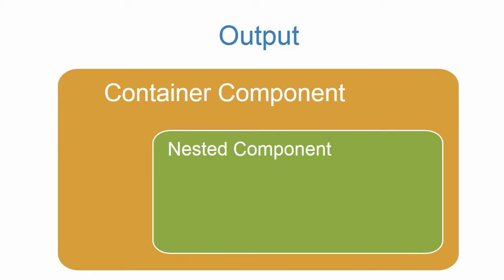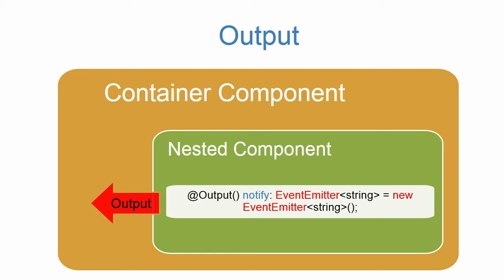So what we want to do is send some information from our nested component to our parent component and then display that information in the parent component. So the first thing that we do is we create a property assigned to an output, similar to how we created an input property. The difference is we're using an event emitter.